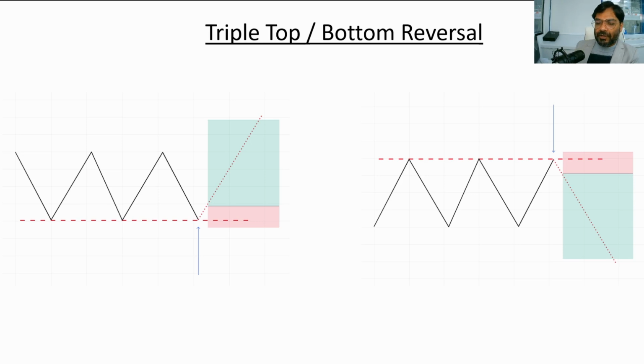Here we go. We have just finished the double bottom example. All right, now we are going to learn about the triple tops and triple bottoms. Why triple tops and triple bottoms are very important.